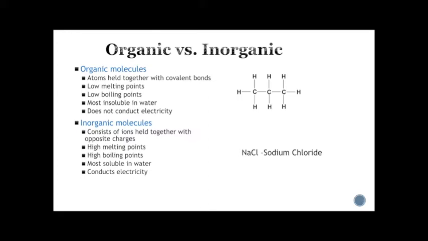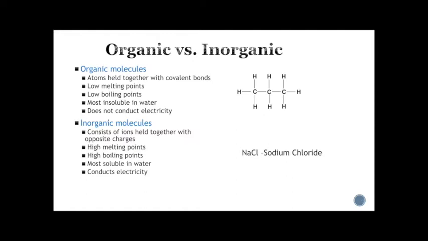So just some differences here between organic and inorganic. Organic molecules are molecular compounds, and usually when we're talking about inorganic molecules, we're talking about ionic compounds. So organic molecules contain molecular compounds. They're held together by those covalent bonds, so they share electrons, and they have low boiling points, low melting points. They're mostly insoluble in water, so that means they mostly don't dissolve in water, and they don't conduct electricity.